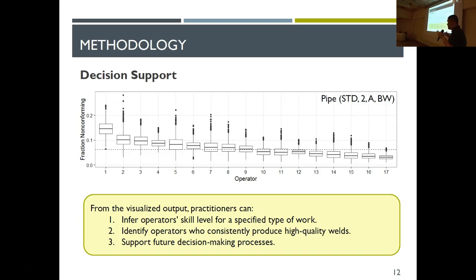That means different people do have different performance for the same type of work. So from the visualized output, practitioners can infer operators' skill level for specified type of work. They can identify operators who consistently produce high-quality welds. And they can also use this to support future decision-making processes.